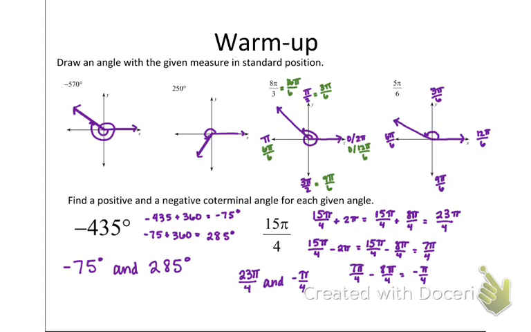As for the last two problems, we need to add or subtract 360 degrees when we're working in degrees, or add and subtract 2 pi when we're working in radians, to figure out different coterminal angles. And keep in mind, you might have to add multiple times or subtract multiple times in order to get the positive or the negative.